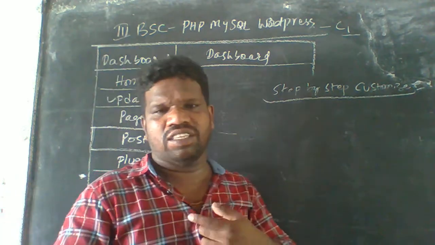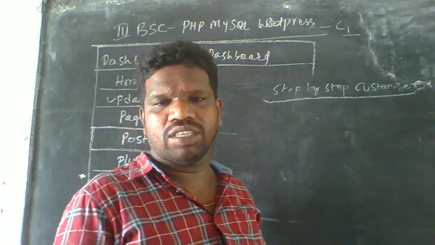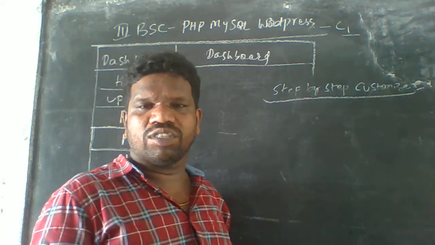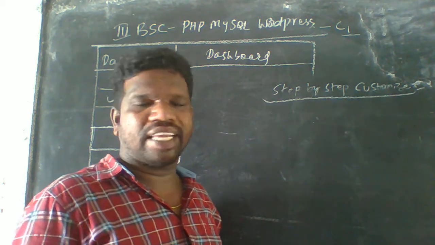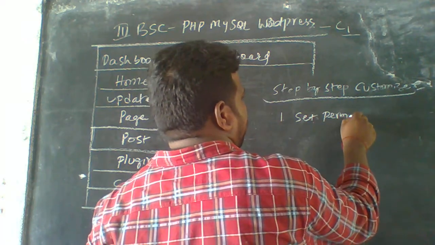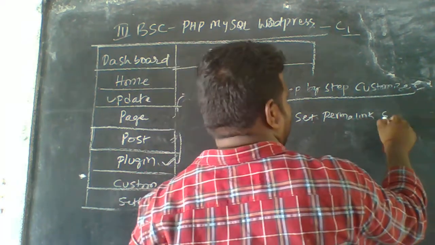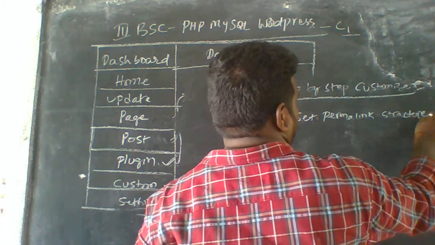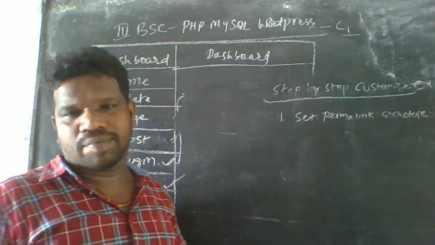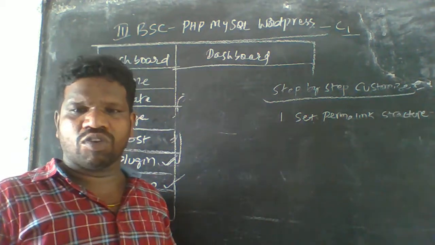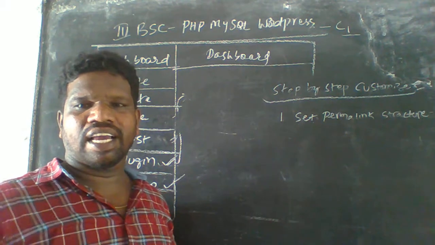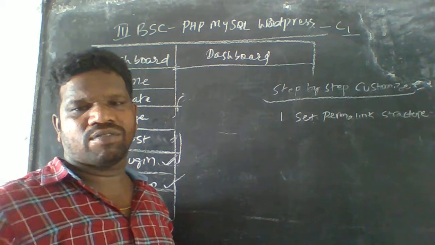How to customize the sites in WordPress. In this scenario there are a number of steps available. The first step is called set permalink structure. In this scenario there are some instructions available, or it is also called set correct permalink. For that purpose we have to see these things here.